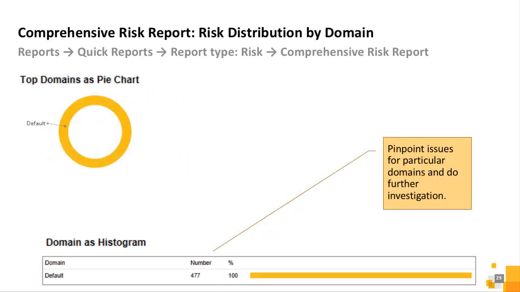If your organization manages multiple domains in the SEP database, the comprehensive risk report will list detections for each domain. You can use this to pinpoint issues and do further investigations for a particular SEP domain.